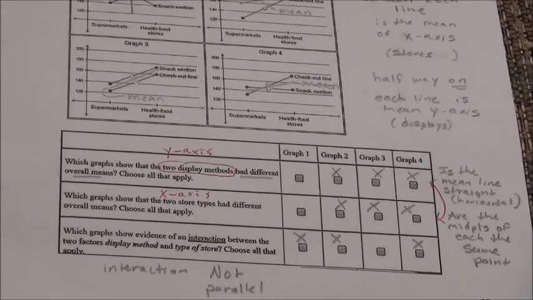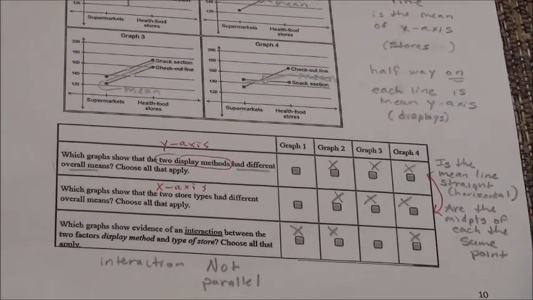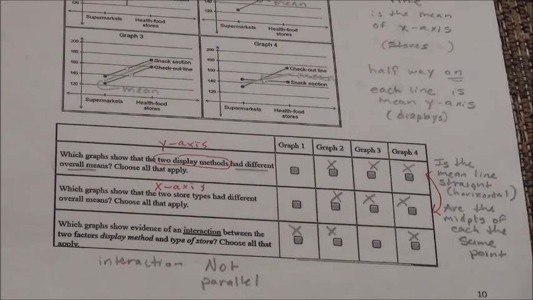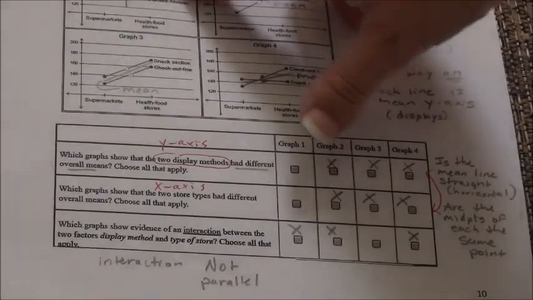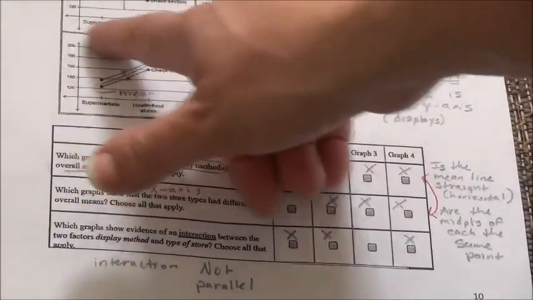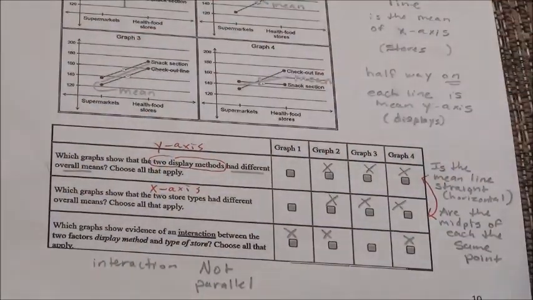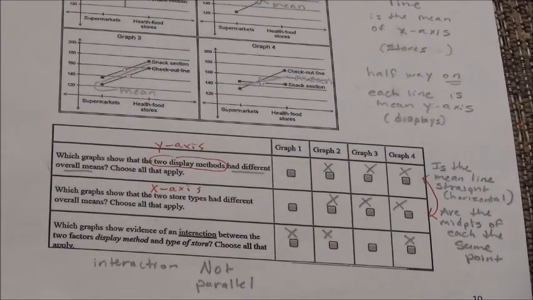But watch in the question, are you looking at the y-axis values or the x-axis values? The y-axis values will be along the side here. The x-axis values will be on the middle. That will tell you which one of the two tests you want to do. If it's an x-axis, it is a straight line, and if the midpoints of each line touch, then it's going to be the y-axis test.